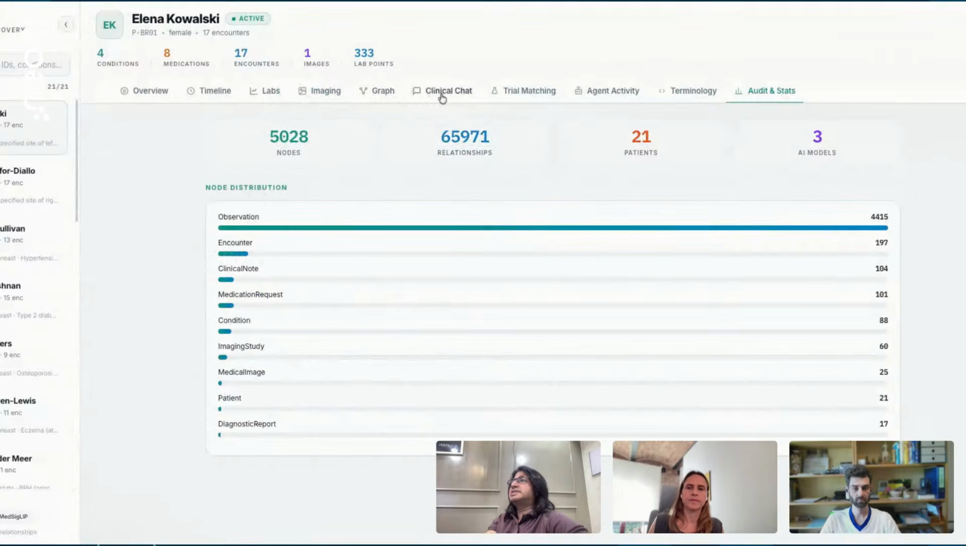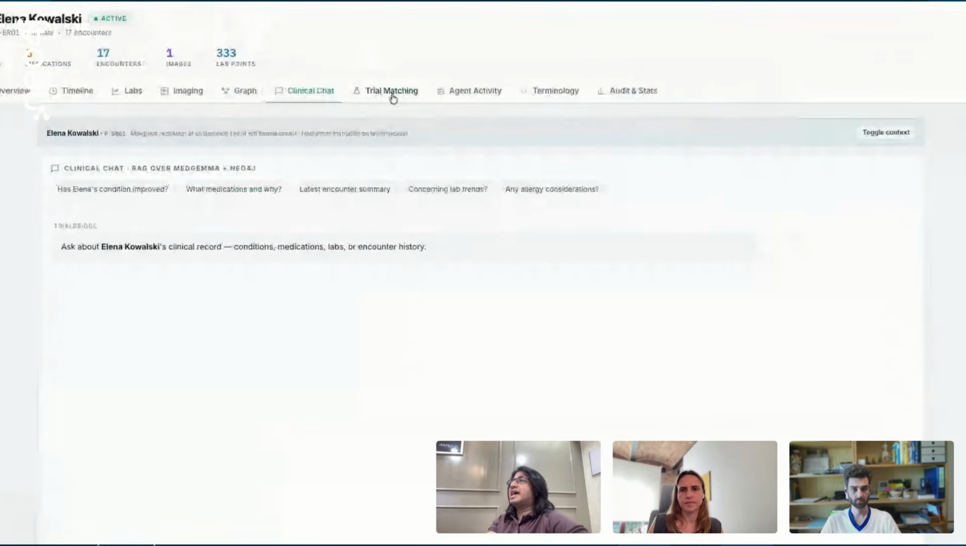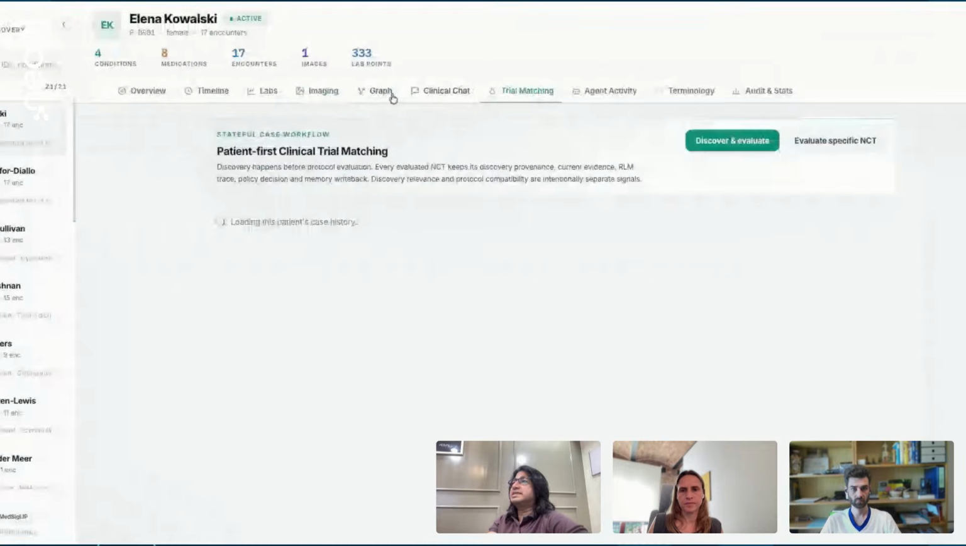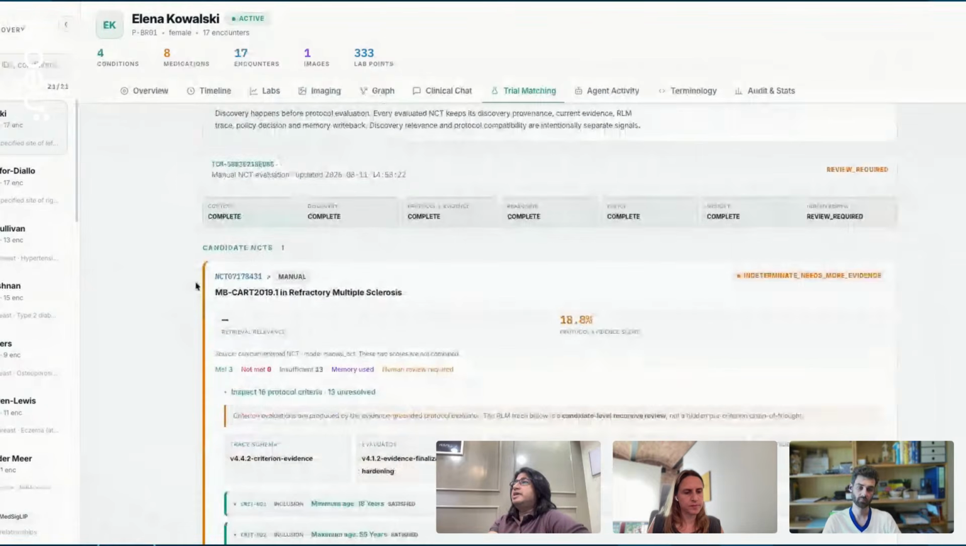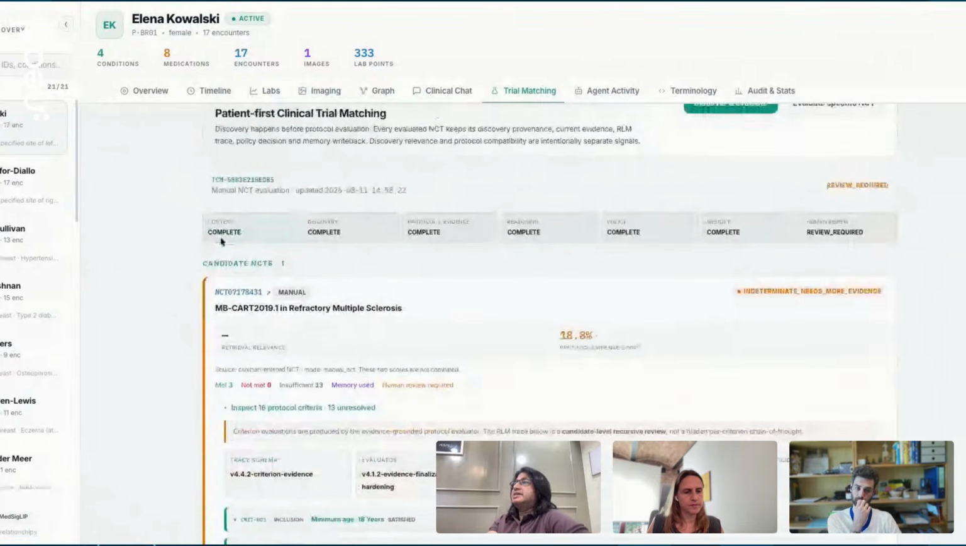So before we do a clinical chat, let's do a trial matching and see something. Now, this is a patient, and what we are looking at over here is 6 particular agent structures and one human review.